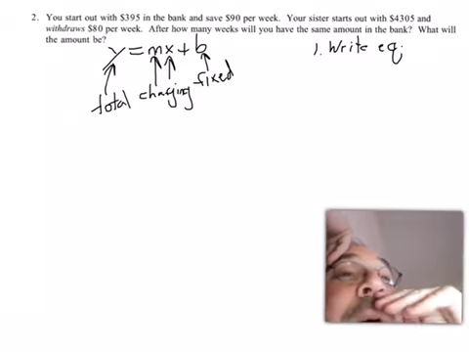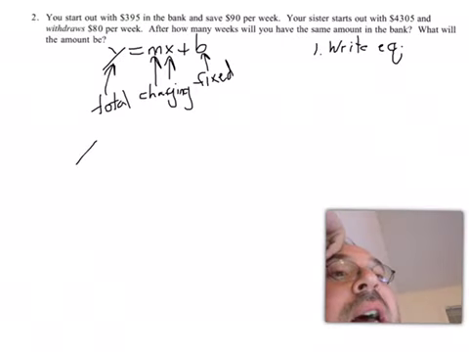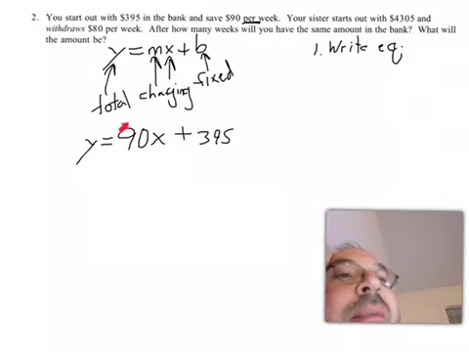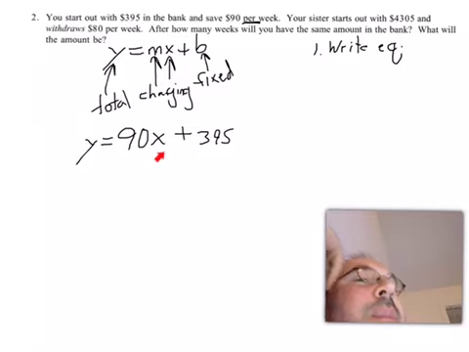So if I'm going to do that, I've got y equals what? Well, I started with 395, so that goes over here. And like I've said before, the word per gives you a clue as to which number goes with x. So $90 per week. So this is my changing amount that changes every week as x increases. This amount stays the same because I gave it one time, and it was in the past. You can't go back in time and put more money in your bank account. You can only add to it by letting time pass, or by letting x increase, in other words.